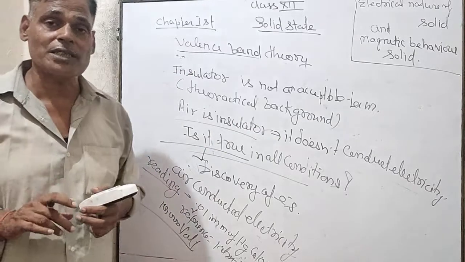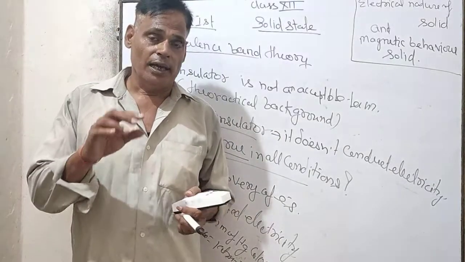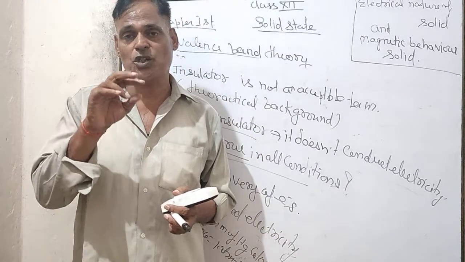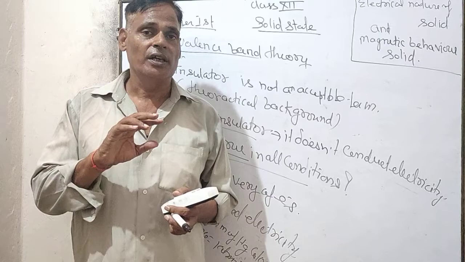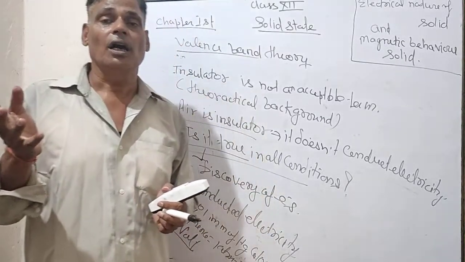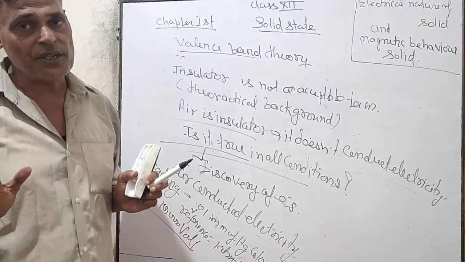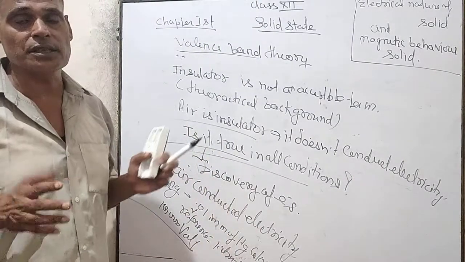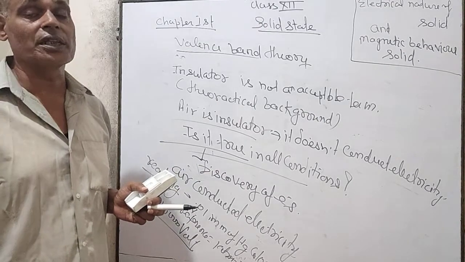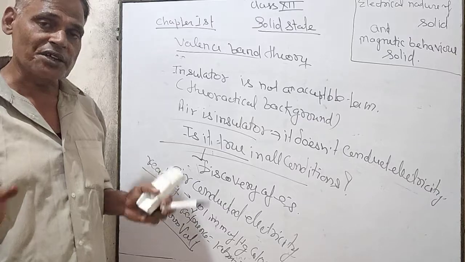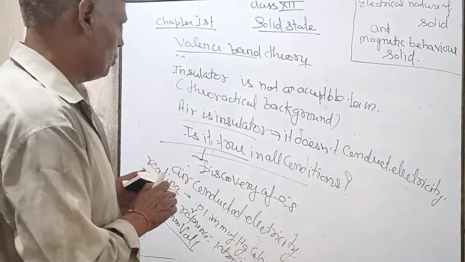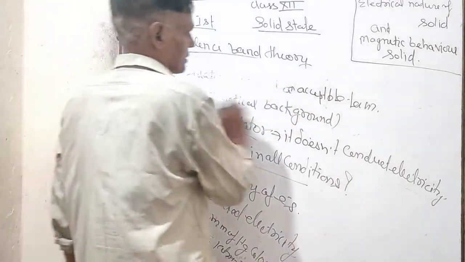This classification of solids into conductor, semiconductor and insulator is based on commercial benefits. If commercially the things are of our benefit, then we take it as conductor, semiconductor, insulator. Otherwise, all substances will conduct electricity under drastic conditions. Okay. Now, we will study semiconductors.